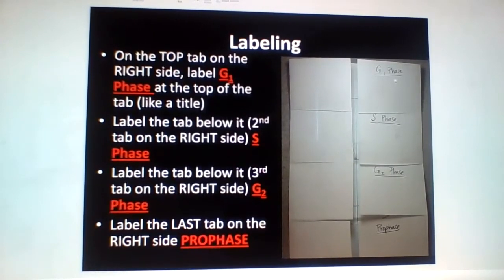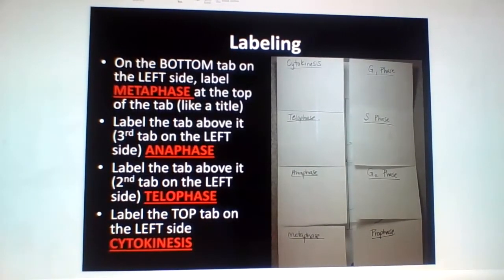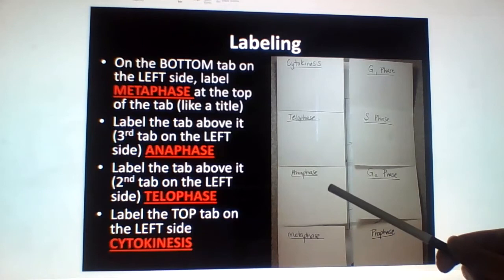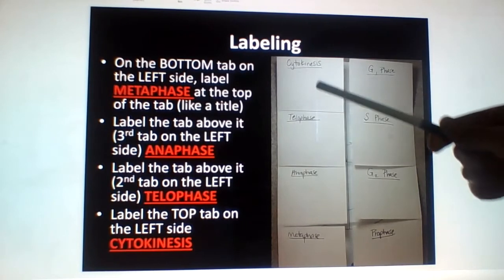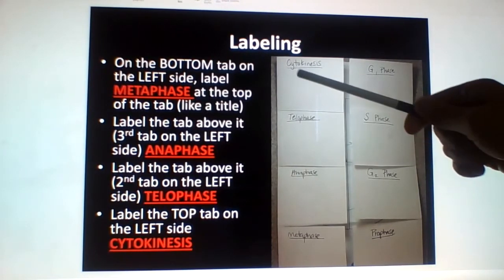On the top tab on the right side, you're going to label the G1 phase, like a title. You underline that. And then right underneath that in the tab, you label it the S phase. Underneath that in the tab, you're going to label the G2 phase, and then at the bottom, you'll have the prophase. Then next, you're going to move on to the left-hand side. On the very bottom, you label it the metaphase. Then on top of that, the anaphase. Then the telophase above that, and finally at the very top on the left-hand side, cytokinesis.